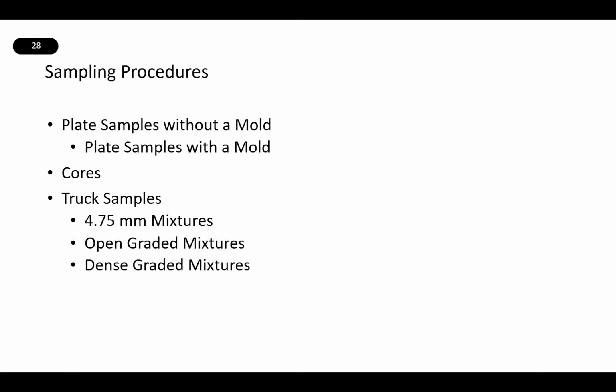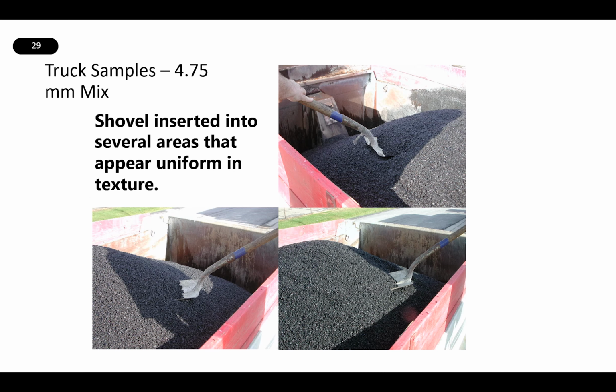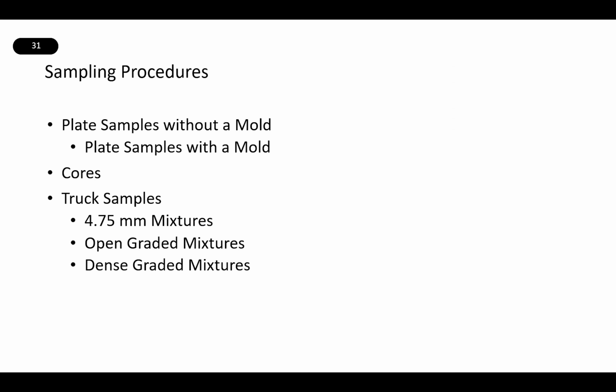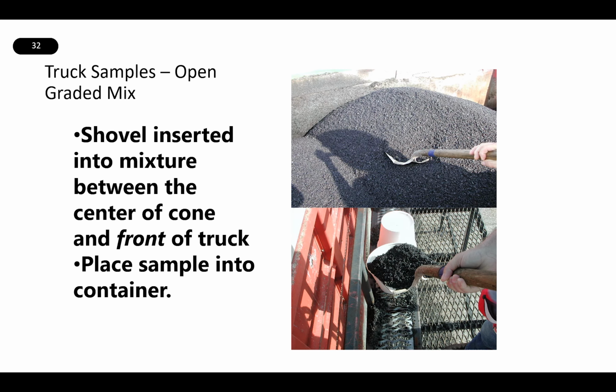Now we'll discuss truck sampling, starting with 4.75 millimeter mixtures. First, you want to visually observe the mixture in the truck for determination of uniformity. Then insert a shovel into various areas that appear uniform in texture and place the mixture into a sample container. Now we'll talk about truck sampling for open graded mixtures. For open grade, you'll insert your shovel between the center of the cone and the front of the truck and place that into a container. Then, as you'll see on the next slide, you'll place it between the center of the cone and the back of the truck, and then that is added to the first sample.